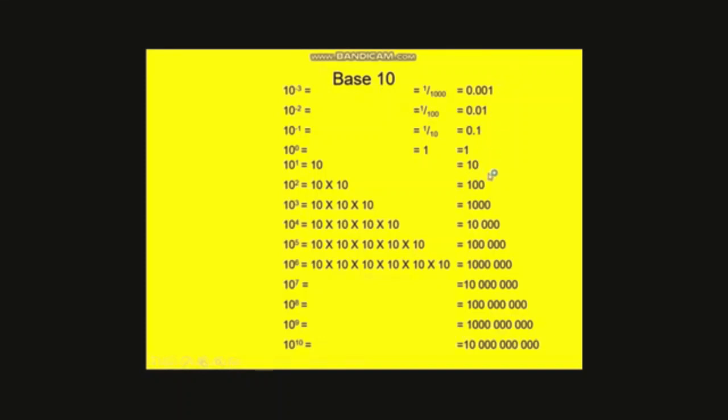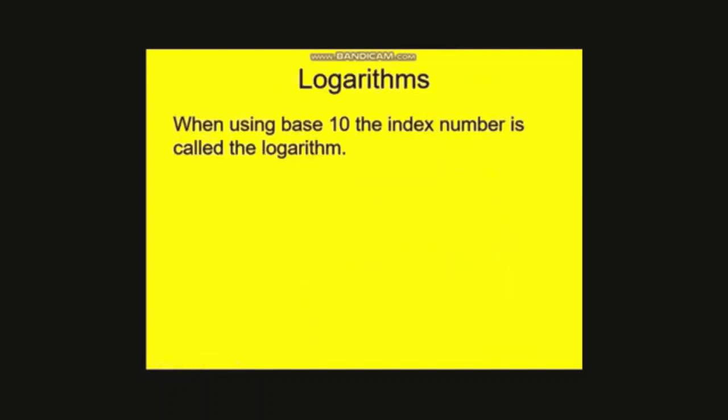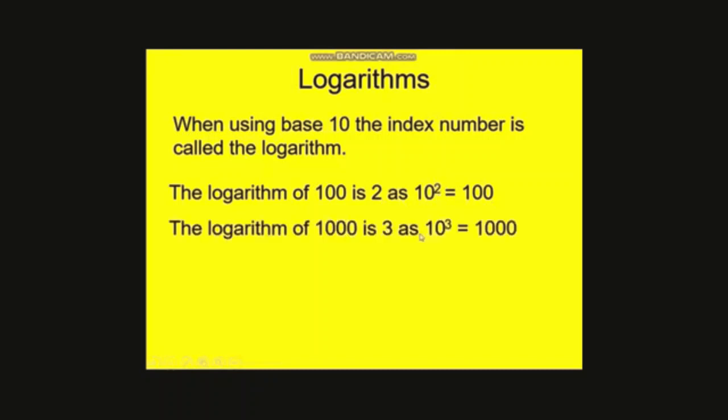So we're ready to start looking at logarithms. When we're using base 10, it will work with other bases, but we generally start with base 10 when we're looking at logarithms. The index number is called the logarithm. So if we look at the number 100, the logarithm of 100 is 2 because 10 squared is 100. The index number is 2. The logarithm of 1,000 is 3 because the index number, 10 to the power of 3, gives you 1,000.